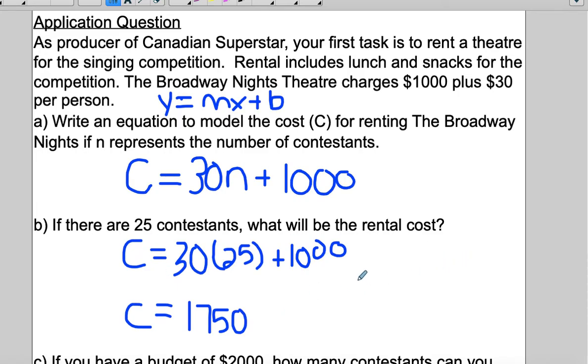So here you would write your therefore statement. Total cost is $1,750.